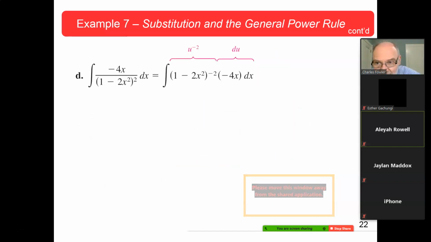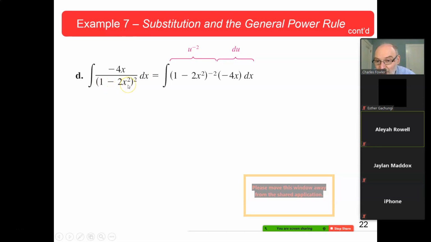Okay, let's move on to D. Here we have the integral of minus 4x divided by 1 minus 2x squared, in parentheses, squared, dx. What's the most complicated part of this? Obviously, it's the thing in the denominator that's squared. So what's the innermost part of that thing that's complicated?